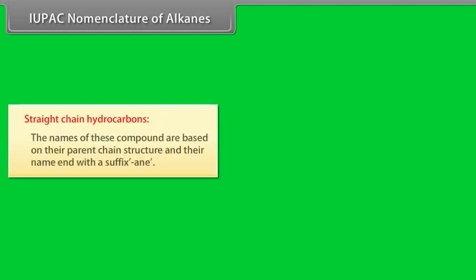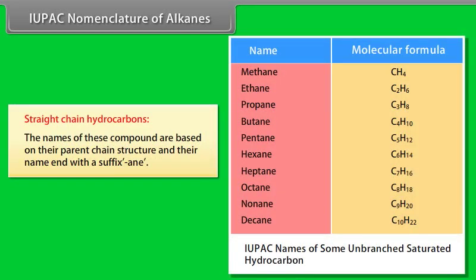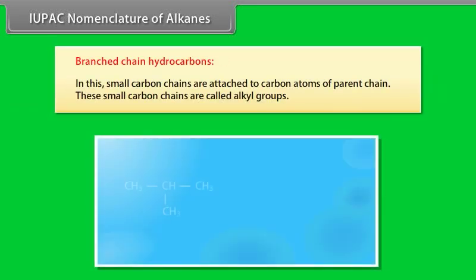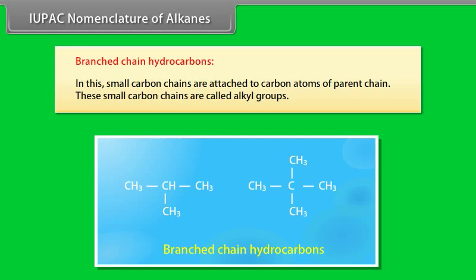IUPAC nomenclature of alkanes. Straight-chain hydrocarbons. The names of these compounds are based on their parent chain structure, and their name ends with a suffix -ane. Branched chain hydrocarbons. In this, small carbon chains are attached to carbon atoms of parent chain. These small carbon chains are called alkyl groups.